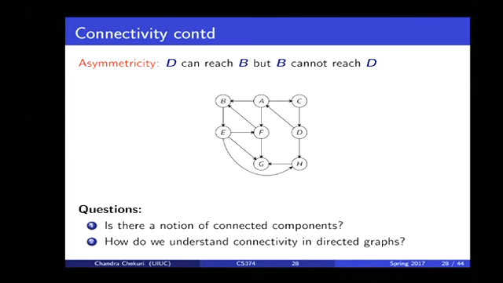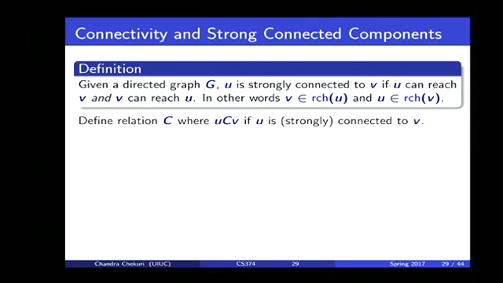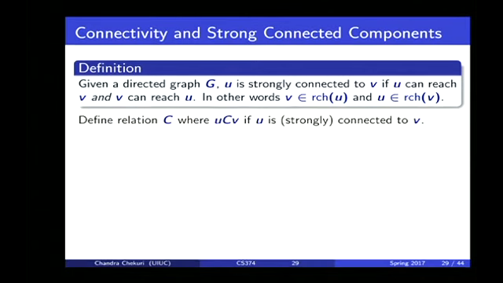Is there a notion of connected components, or how should we think about directed graph connectivity? The right notion is that of strongly connected components. We define that U is strongly connected to V when U can reach V and V can reach U. If that happens, we say U is strongly connected to V. It means a path from U to V and a path from V to U, not a single edge.